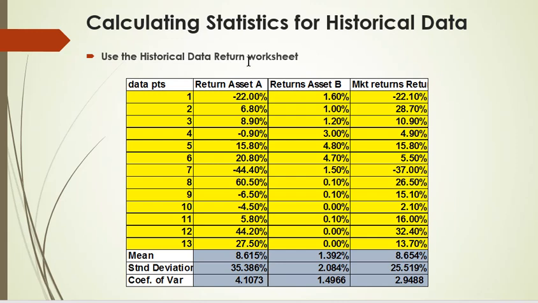And I have a worksheet for this. It's called Historical Data Return. You input the prices or returns that you know in the columns, and then the statistics are calculated. So we see here that the actual return for Microsoft and the stock market are very close together, the stock market just a little bit higher.